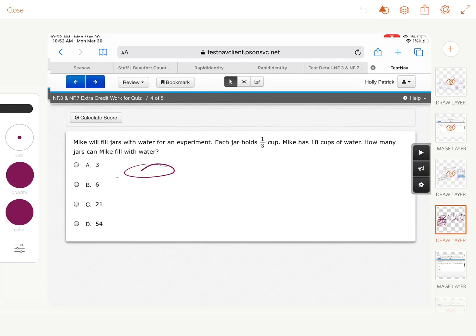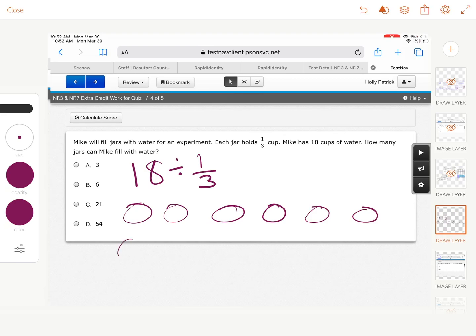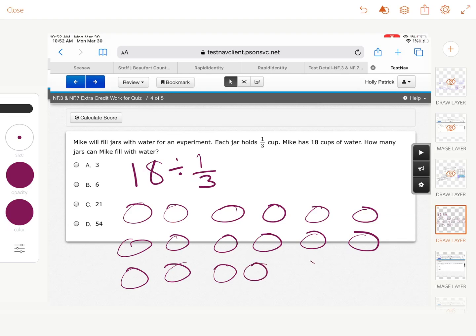So one other way that you can solve this one, knowing that you're doing 18 divided by 1/3, is you can draw 18 cups. 1, 2, 3, 4, 5, 6, 7, 8, 9, 10, 11, 12, 13, 14, 15, 16, 17, 18. And know you're dividing those into thirds. So if I'm looking at it like this, I have 1 piece, 2 pieces, 3 pieces. So inside of each one of these, I get a value of 3, because for every cup that Mike has that has water in it, he can fill up 3 jars.